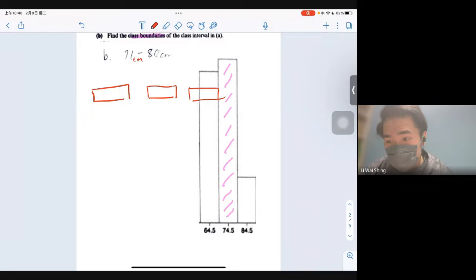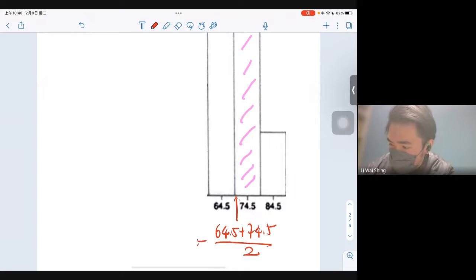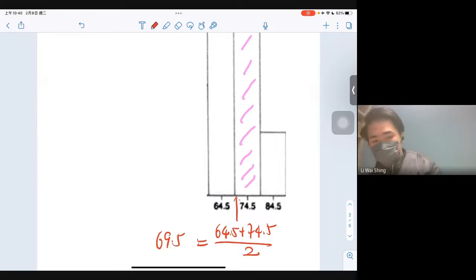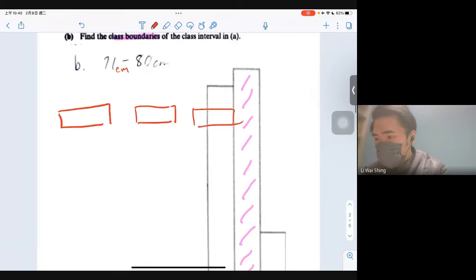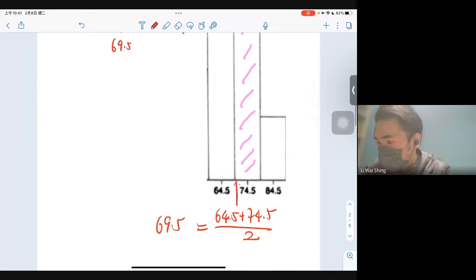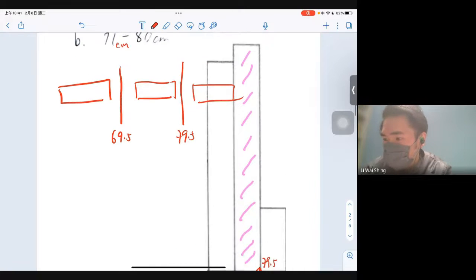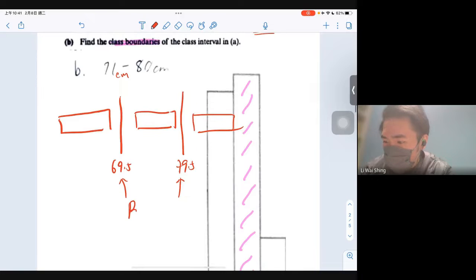So let's talk about the class limit and class boundaries. Between the bars, you can find the midpoint. 69 plus 70 over 2, so it should equal how many? 69.5, right? So here you have 69.5 as the boundary. And for this value, the midpoint is 79.5. These two values, we call not the limit, we call them the boundaries.